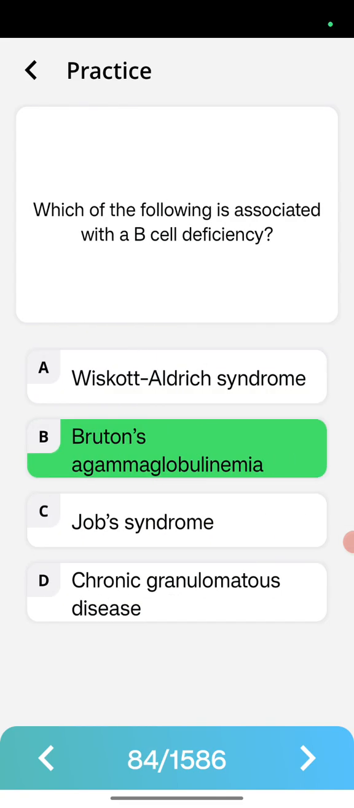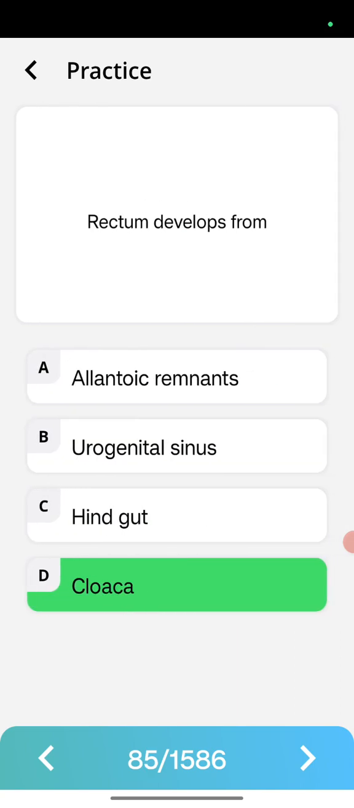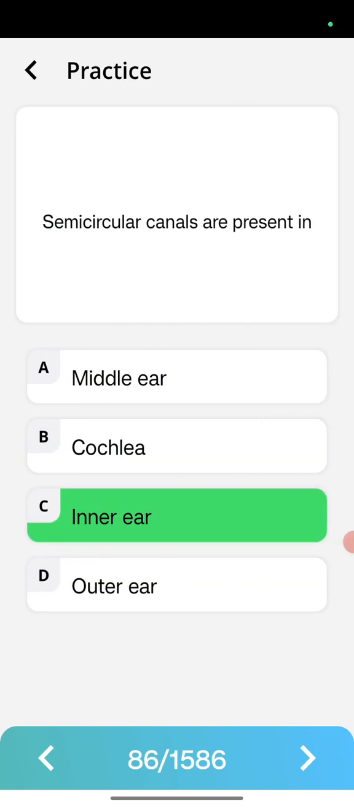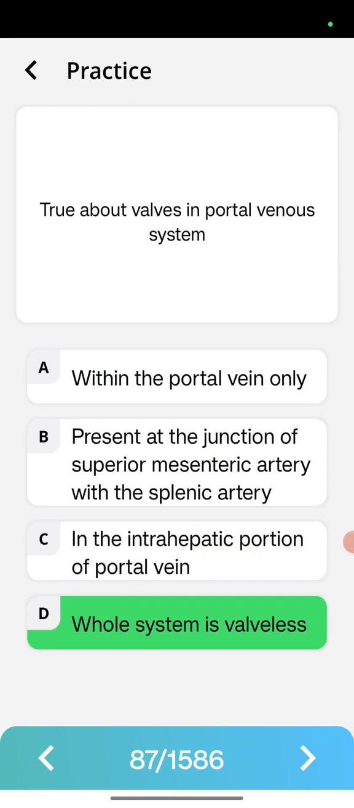Which of the following is associated with a B cell deficiency? Bruton's agammaglobulinemia. Anemia. Rectum develops from cloaca. Semicircular canals are present in the inner ear. True about valves in portal venous system: the portal system is valveless.